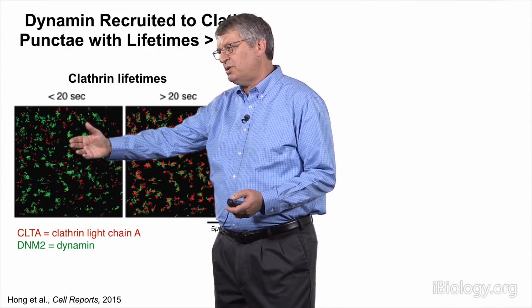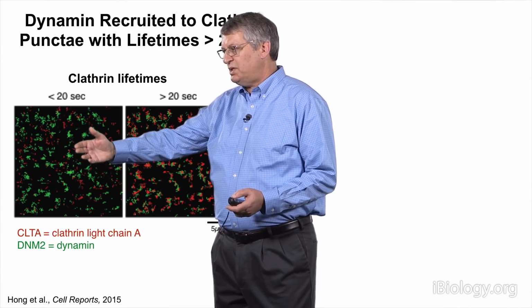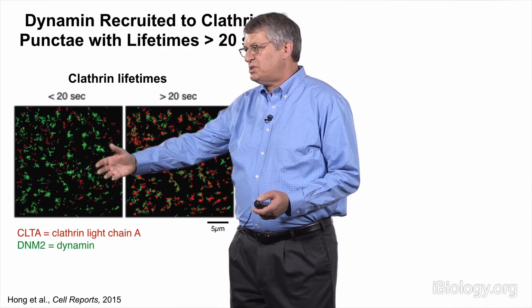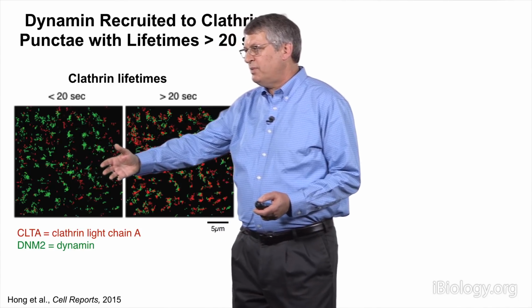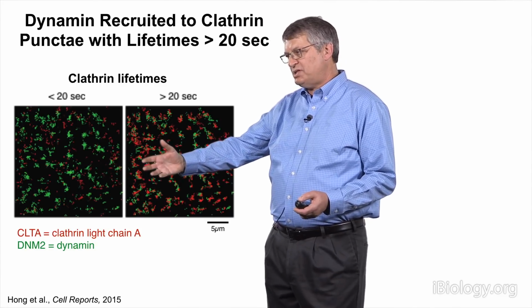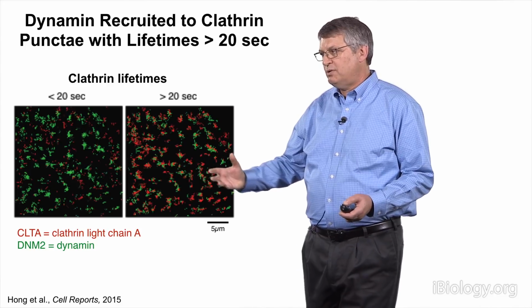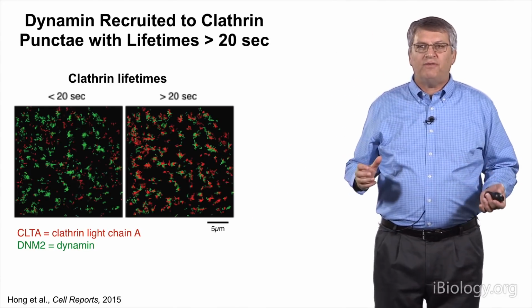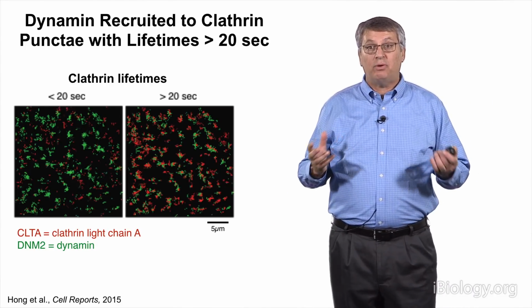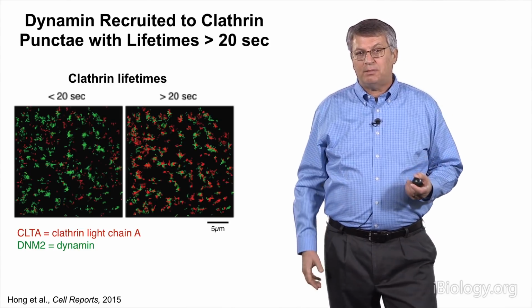And when clathrin appeared on the surface of the cell for less than 20 seconds, the clathrin almost never co-localized with dynamin. However, when clathrin was present on the surface of the cell for more than 20 seconds, it almost always co-localized with dynamin. So it seemed that there were different classes of events that we were looking at by TIRF microscopy.